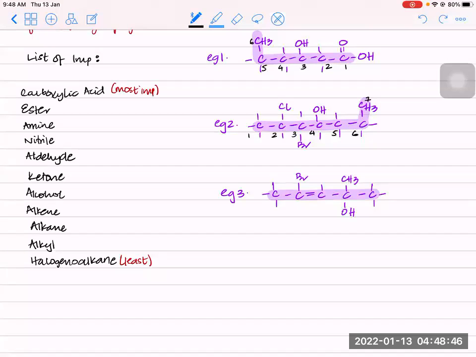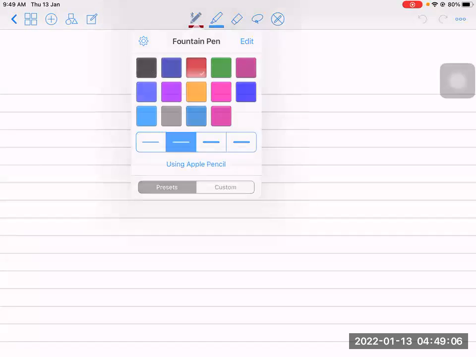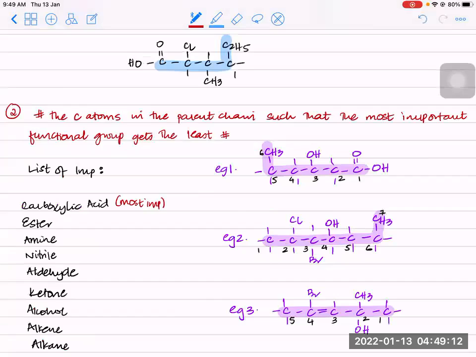Now you got a number. Alcohol is the most important functional group here, so it should get the least number. So this will be 1, 2, 3, 4, and 5. Clear? Is this clear? So this is the second rule. Then let's move on to the third rule of naming. The first was pick the longest chain or the parent chain, including all functional groups. The second rule was that number the carbon atoms such that the most important functional group gets the least number.